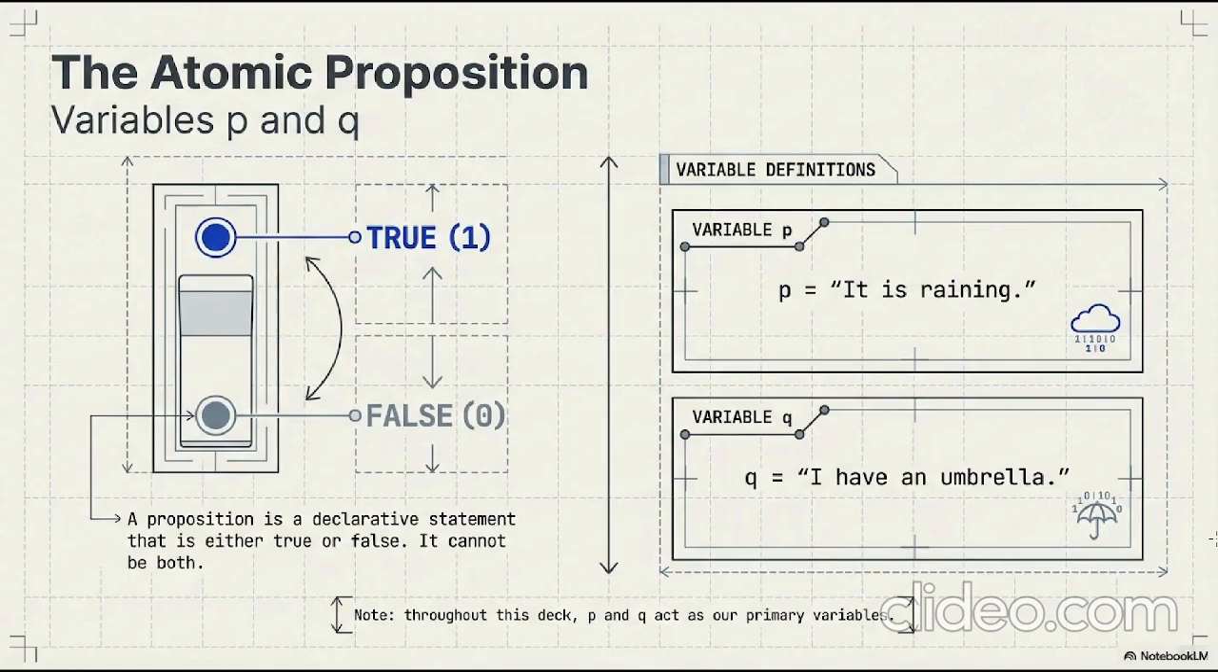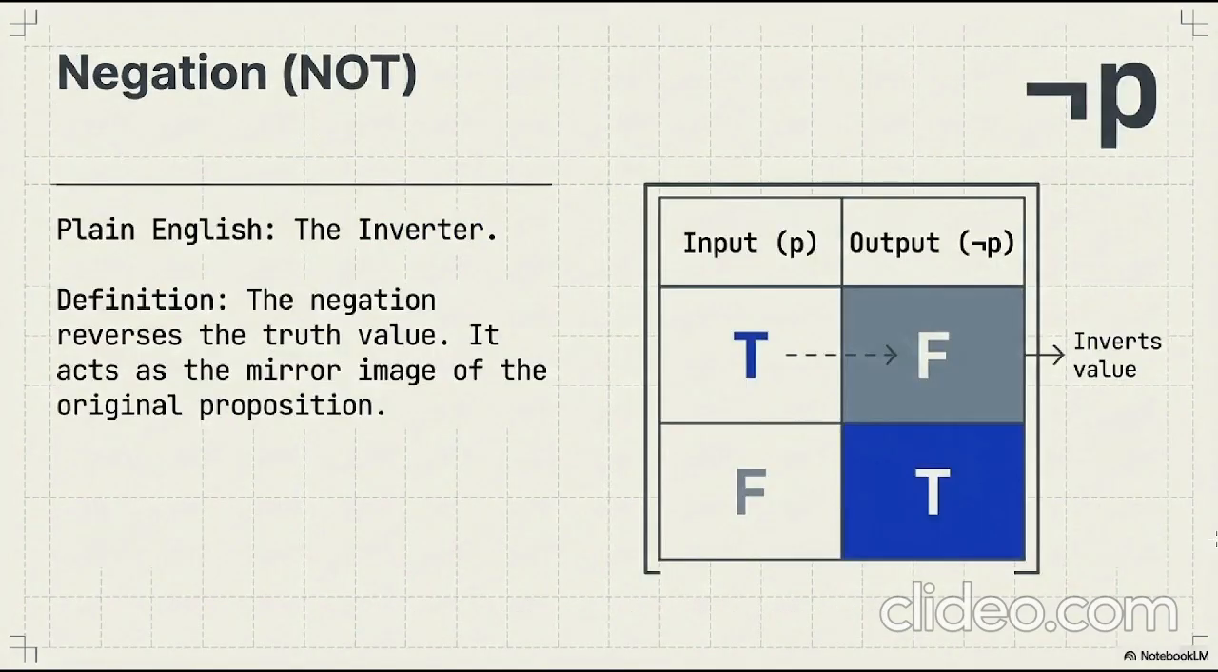Now let's apply our first logical operator, negation. Negation is written as not P or symbolically ¬P. Its job is simple. It reverses the truth value. If P is true, ¬P is false. If P is false, ¬P becomes true. You can think of it as a switch that flips the value. With negation understood, let's combine two propositions.